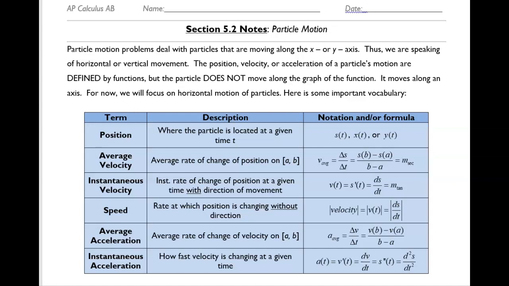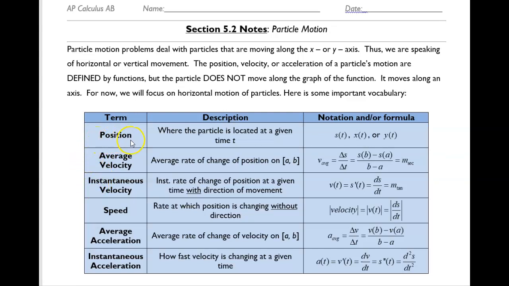up and down. So the position, velocity, or acceleration of a particle's motion are defined by functions, but that doesn't mean that it's moving along the graph of the function. Just the graph represents the position. So it's actually moving along an axis, so either back and forth, left and right, or up and down. So the terms we're going to use will focus on horizontal motion of particles, but just know they apply to vertical motion as well.